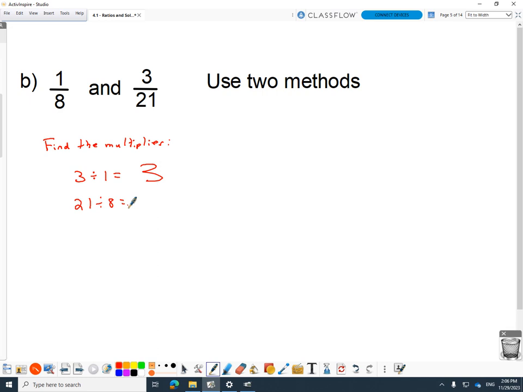What's 21 divided by 8? It's 2.625. These are not proportional.